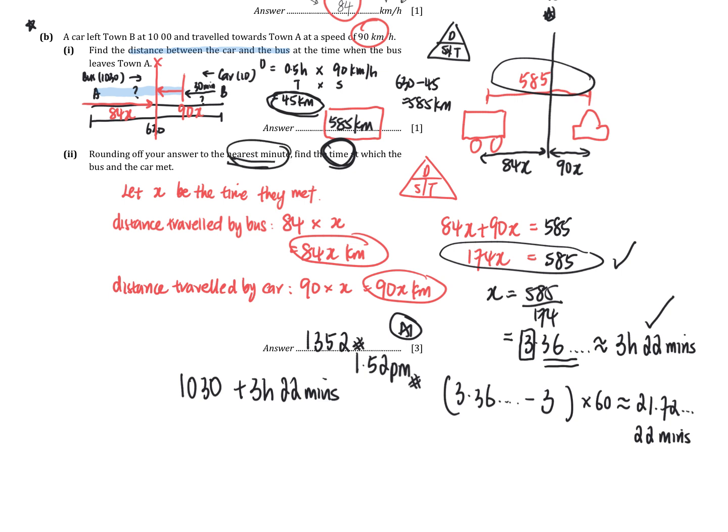So this part here especially, every time I will have students doing the conversion wrongly. So it's not 3 hours 36 minutes. It's 3 hours 0.36 hours. You got to times 60 to find the minutes. So this one, be careful.